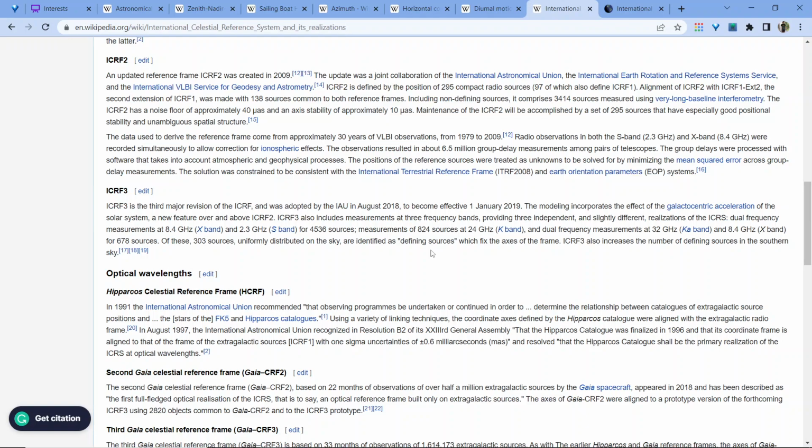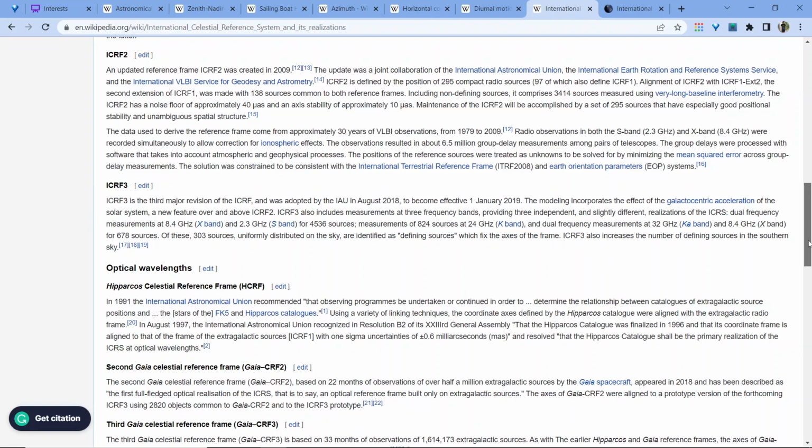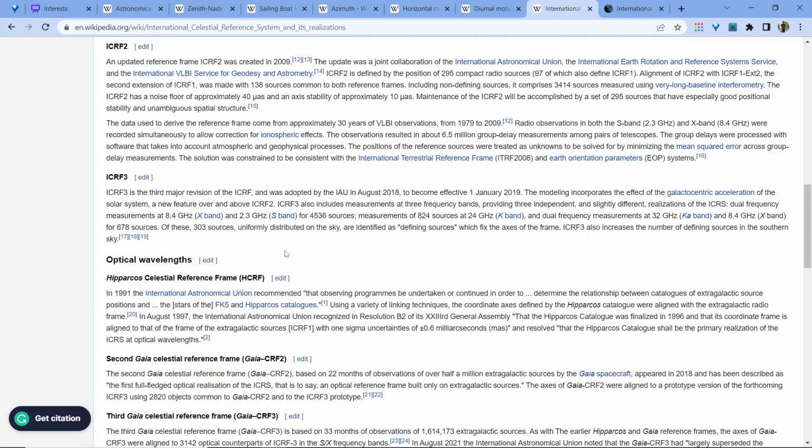ICRF3 also includes measurements at three frequency bands, providing three independent and slightly different realizations of the ICRF: dual frequency measurements at 8.4 GHz X band and 2.3 GHz S band for 4,536 sources, measurements of 824 sources at 24 GHz K band, and dual frequency measurements at 32 GHz Ka band and 8.4 GHz X band for 678 sources. Of these sources, 300 sources uniformly distributed on the sky are identified as defining sources which fix the axes of the frame. ICRF-3 also increases the number of defining sources in the southern sky.